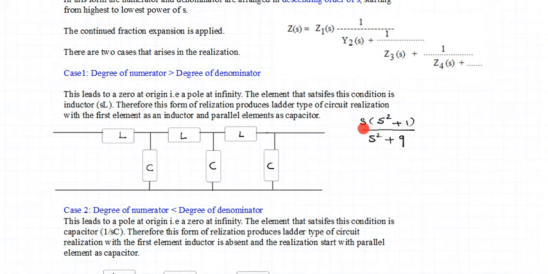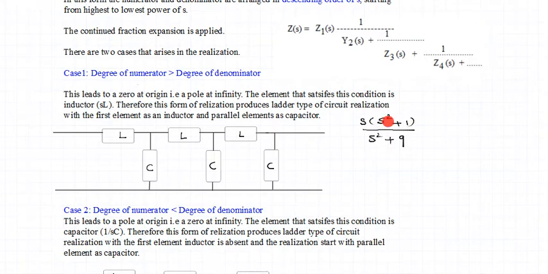So what do we observe here? When the degree of the numerator is larger than the degree of the denominator, definitely there is a zero at the origin, or a pole at infinity. We say a zero at the origin means a pole at infinity. So there is a zero at the origin. So which element satisfies a zero at the origin?